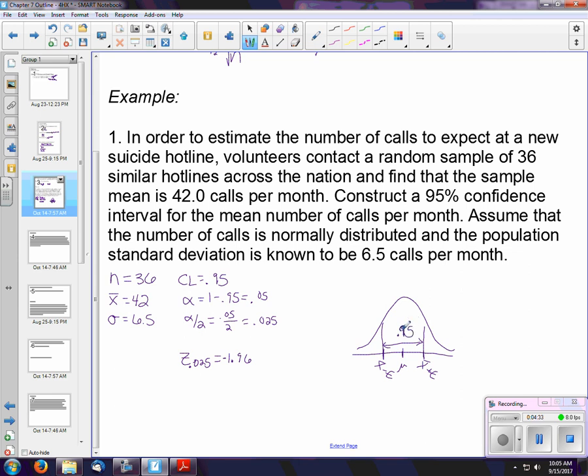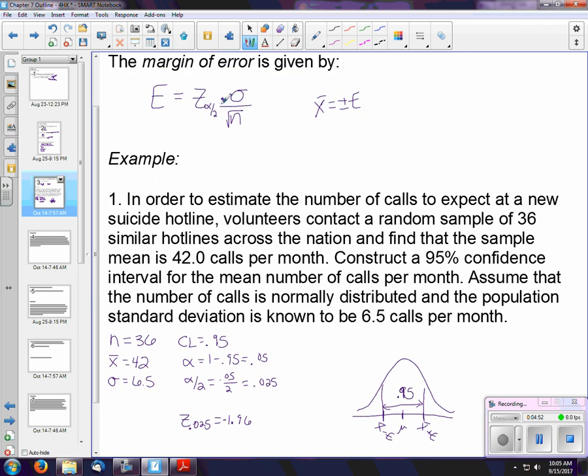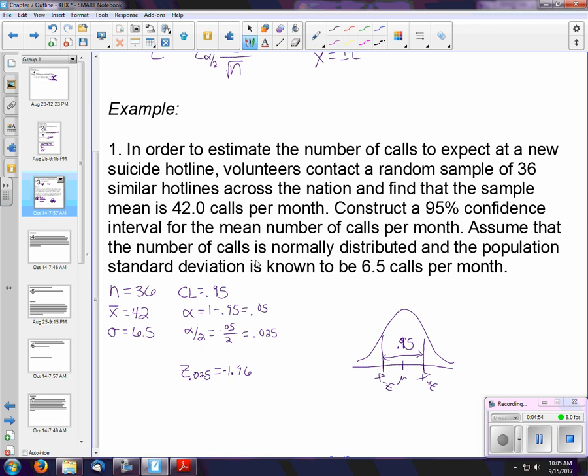So as tempting as it might be to use the tools we learned about in Chapter 6, unfortunately it doesn't work the same way because we no longer have only population data. Now we're relying on this sample to be able to get these boundaries for us. How do you go about finding those boundaries? By plugging into your margin of error and then adding and subtracting.